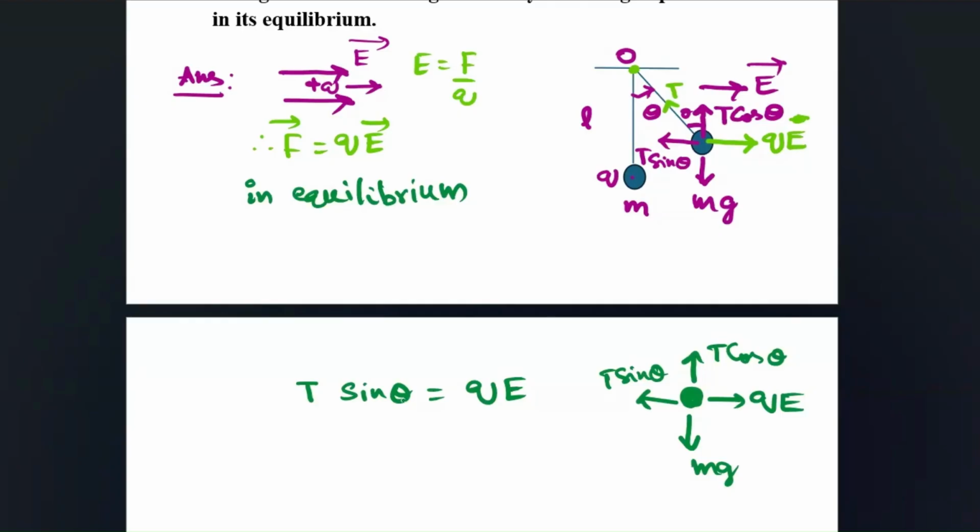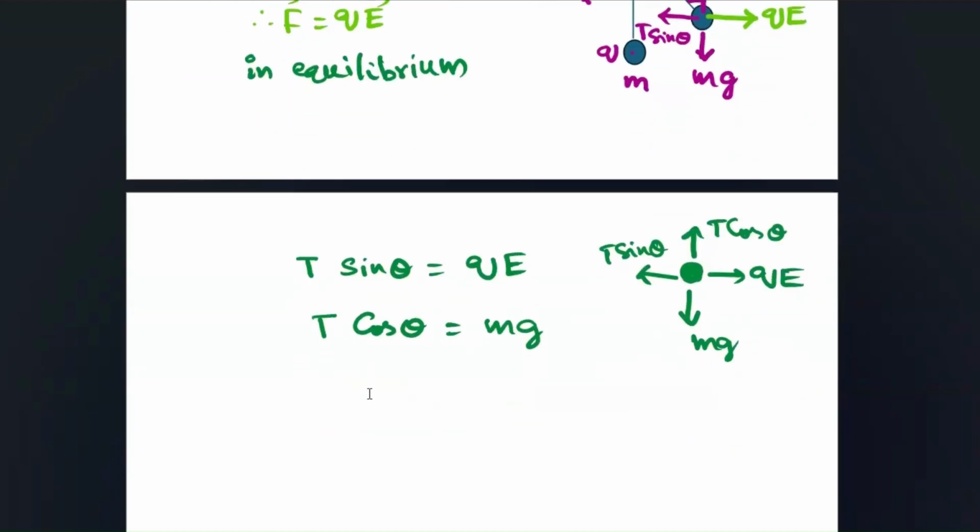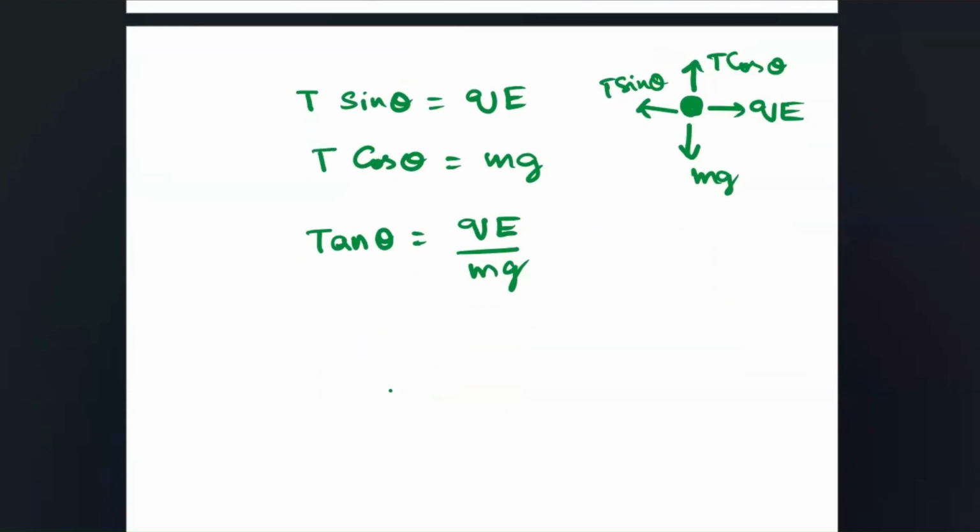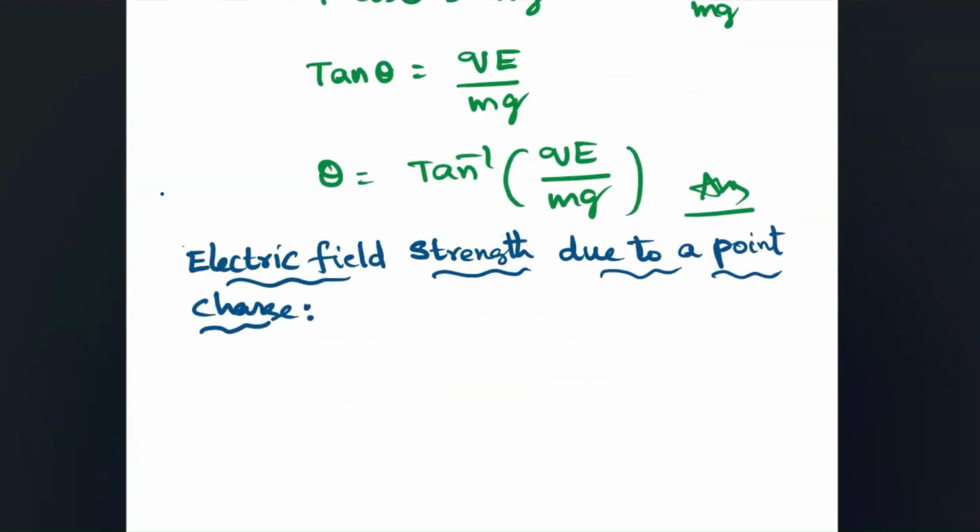T sin theta is equal to QE, and T cos theta is equal to mg. They are asking about theta, so let us take the ratio, T sin theta by T cos theta. If you take the ratio, T cancels. Sin theta by cos theta is tan theta, equal to QE by mg. Therefore theta is equal to tan inverse of QE by mg.